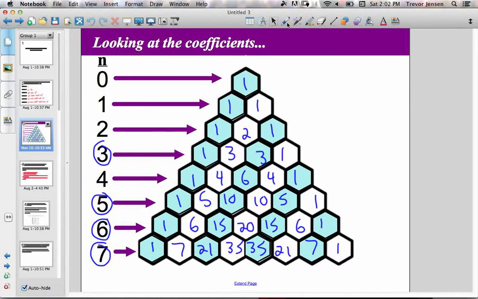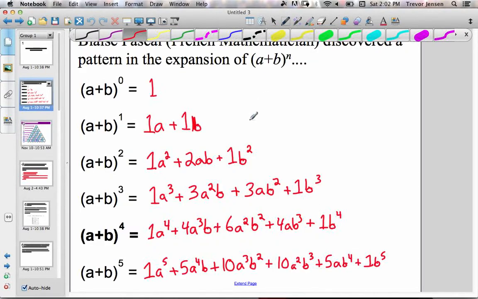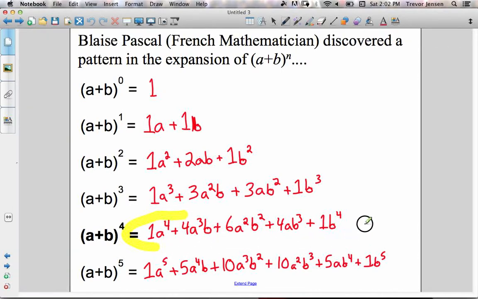Okay, let's just continue with this. I just highlighted this, and I was just showing you how the sum of the exponents in each term in the expansion equals the exponent on the original binomial. Like here, 4 plus 1 is 5. Here, 1 plus 1 is 2. Okay, that's important to notice.